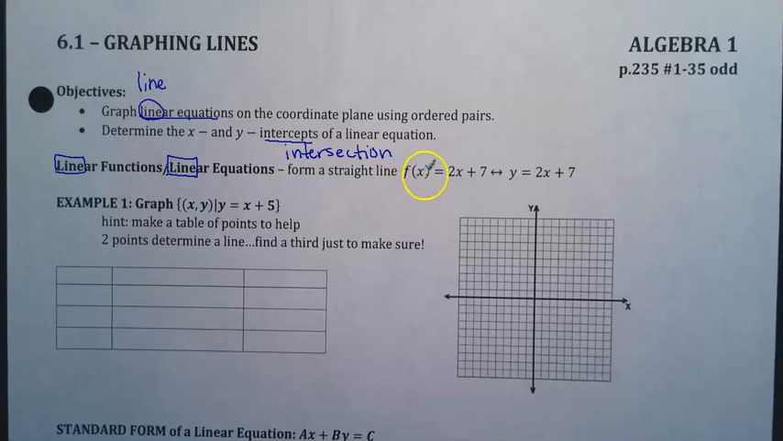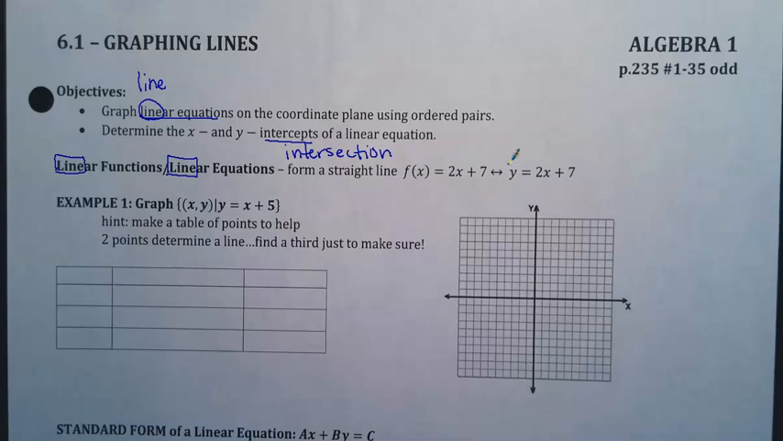So we might have f of x equals 2x plus 7. Remember, this is function notation, this f of x. Or we might have y equals 2x plus 7, and that's just an equation. So we can have a function or an equation, either one.